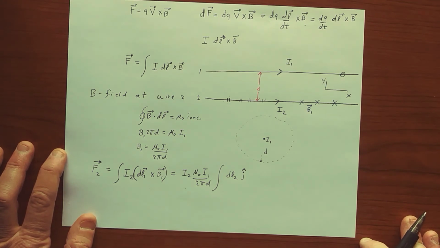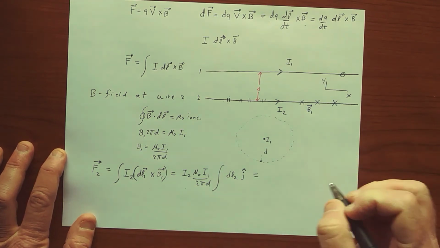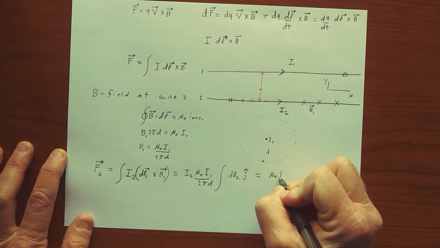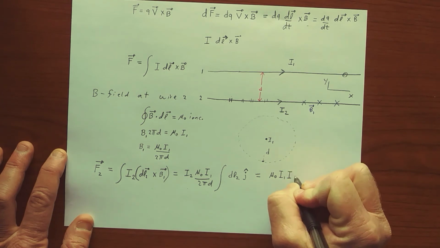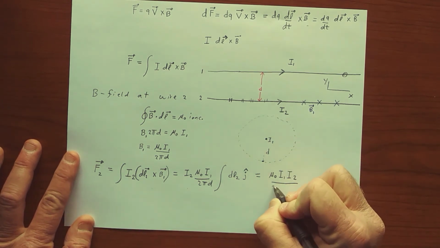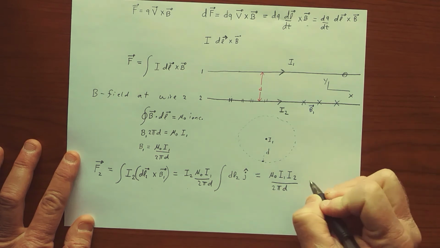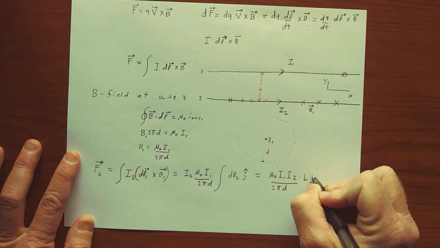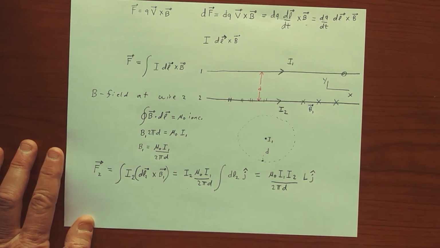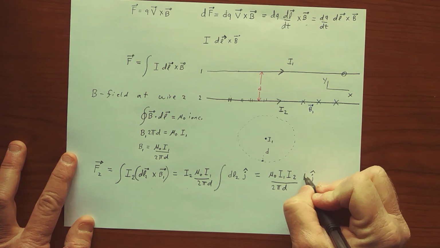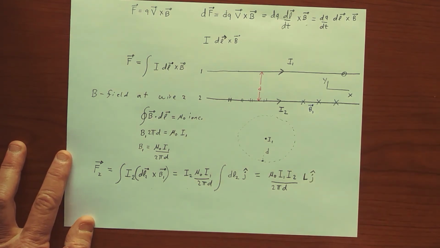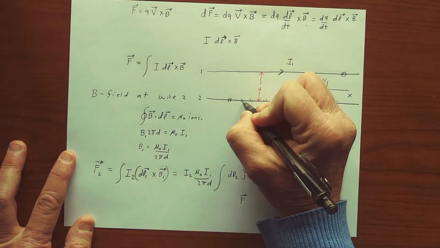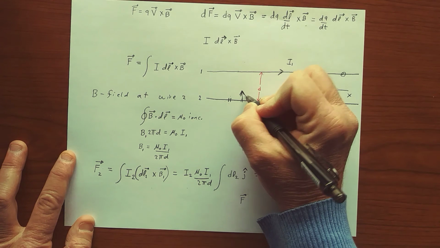And so we simply have to integrate to get the force. Everything is a constant, so we get mu naught, pull out the mu naught in front, I1 times I2 over 2 pi d times the total length, which is actually infinite, times the j hat. So it's not surprising that the force is infinite because the wires are infinitely long. So it would be better to talk about the force per unit length, the force at every point, this way. That would be a finite quantity.